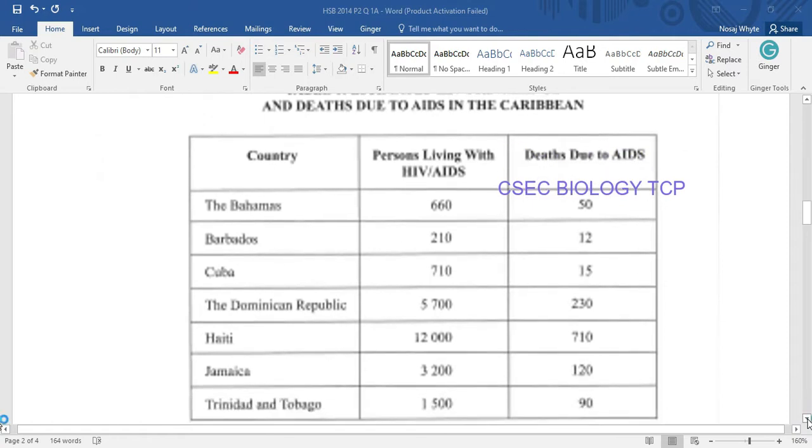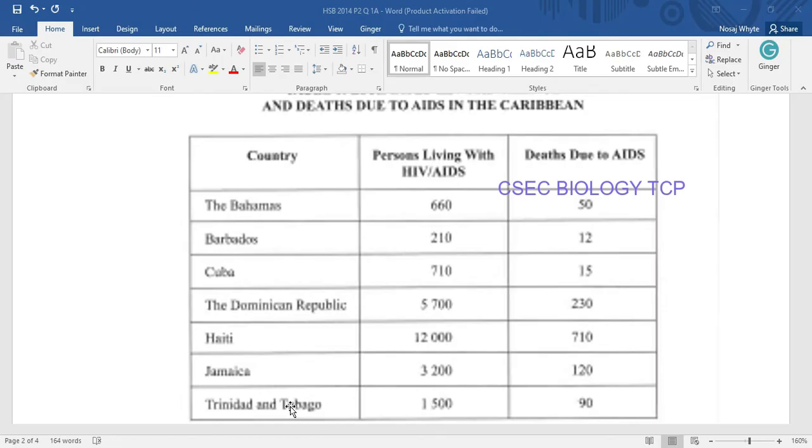Now we have 3 columns here, and how many rows do we have? 1, 2, 3, 4, 5, 6, 7, 8 rows. Now at the top of all the columns, there's what we refer to as the header row, and the header row is usually going horizontal and columns are going vertical. So the name of the first column is country. Name of the second column, persons living with HIV/AIDS. The name of the third column, deaths due to AIDS.